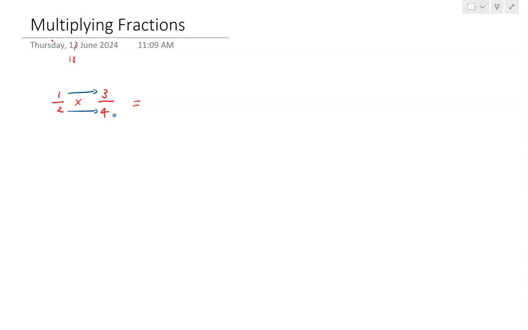I mean, you could do the equivalent fraction thing. The hardest part about multiplication of fractions is simplification. So we get 3, because 1 times 3 is just 3, over 2 times 4, which is 8. Can I simplify? Every time you write an answer with fractions, you should think, can I simplify?